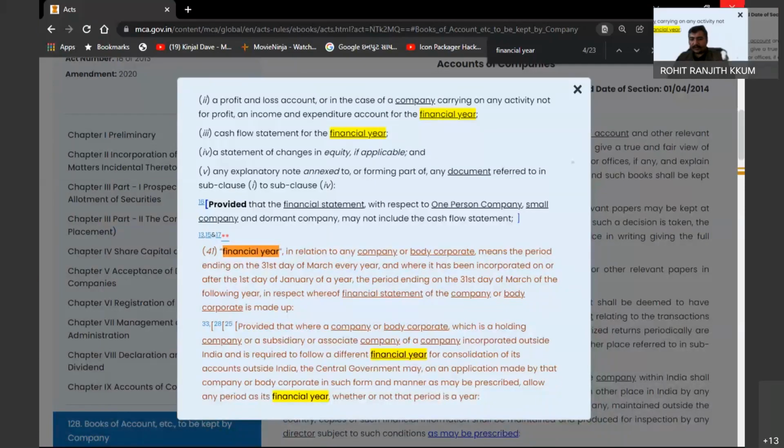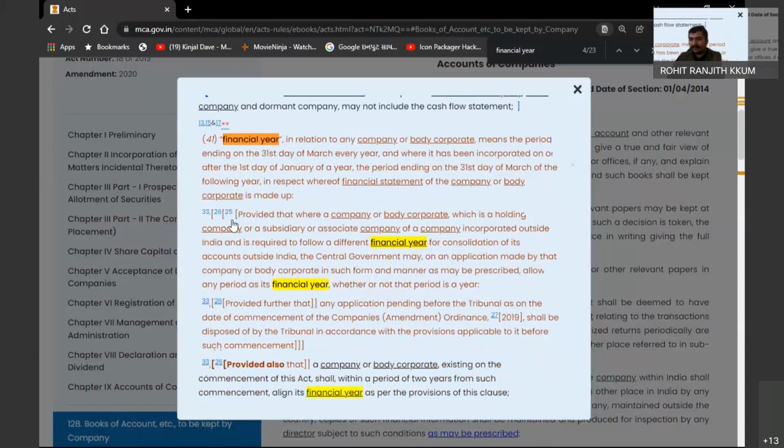Where is it mentioned? Look at this, guys. It is mentioned in the second paragraph. Can you see the second paragraph? It is written that, provided that where a company or body corporate, which is a holding company or a subsidiary or associate company of a company incorporated outside India, is required to follow a different financial year for consolidation of its accounts outside India, the central government may, on an application made by that company or body corporate in the form and manner as may be prescribed, allow any period as its financial year, whether or not that period is a year.